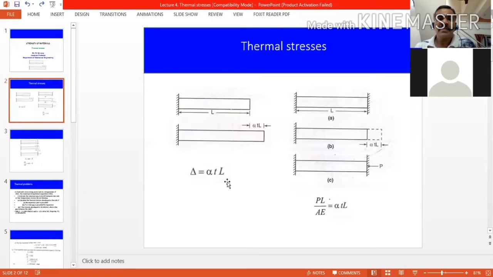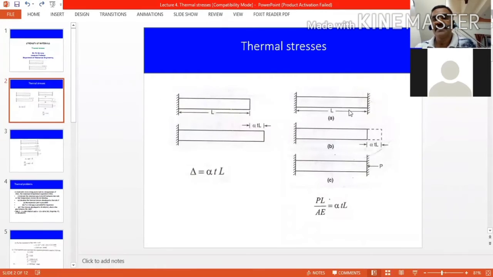Due to temperature, the structure is expanding. If it is allowed to expand freely, no stress will be developed in the material. So in this case, expansion is this much, but no stress is developed. But you see the second case.